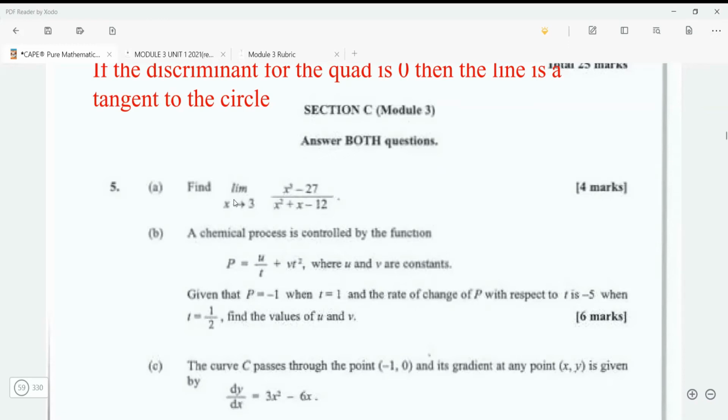It says find the limit as x approaches 3 of x cubed minus 27 over x cubed plus x minus 12. Let us do that.